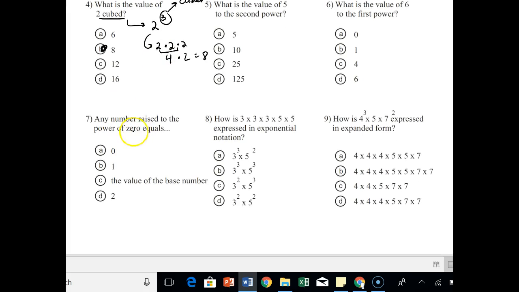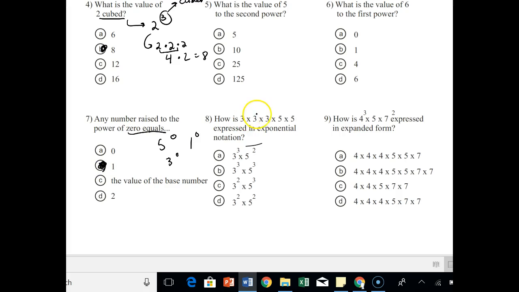This is an interesting one. Any number to the power of 0 is actually equal to 1. This is a mathematical rule. So any number to the power of 0, such as 5 to the 0, 3 to the 0, any number, 1 to the 0, it always equals 1. B. We can talk about that tomorrow.